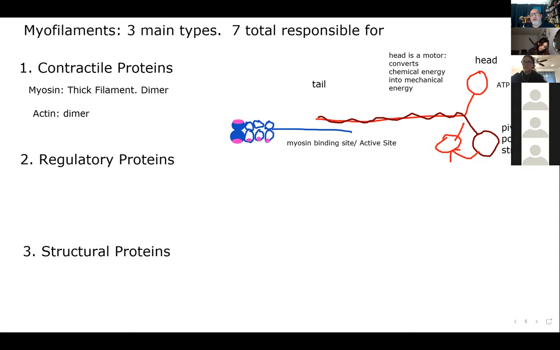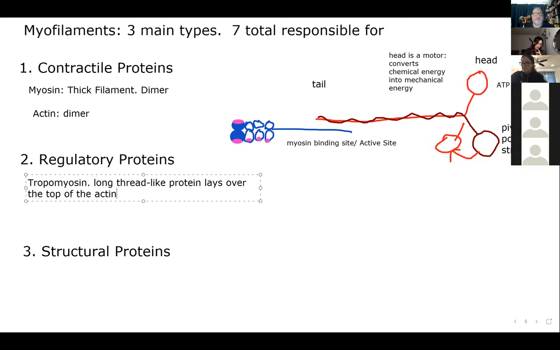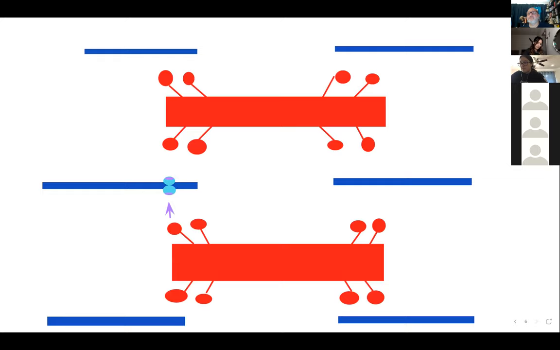There are two regulatory proteins. The first regulatory protein is known as tropomyosin. Tropomyosin is a long thread-like protein and lays over the top of the actin. So basically, let's cheat and go to our picture. Here, laying along the top of the actin is this long thread-like protein called tropomyosin. Like that plexiglass shield, it blocks the binding site on the actin.